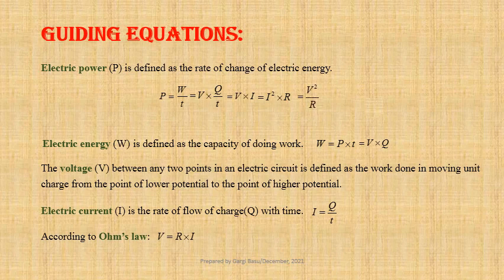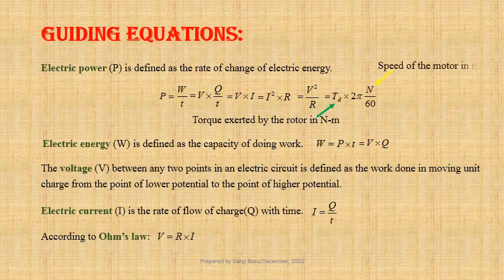For rotating machines, P equals Td into 2 pi n by 60, where Td is the torque exerted by the rotor in Newton meters and n is the speed of the motor in revolutions per minute.